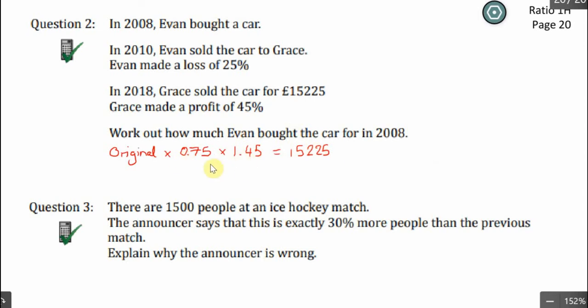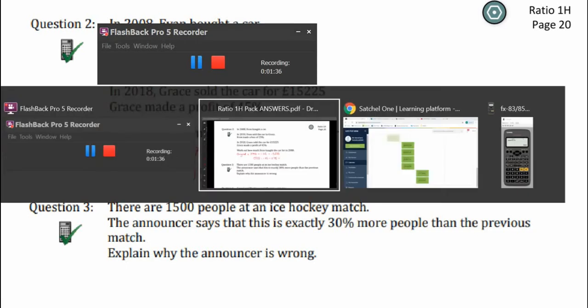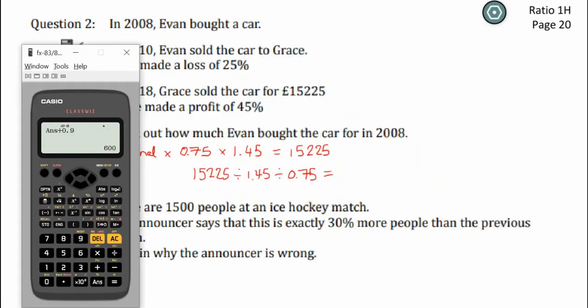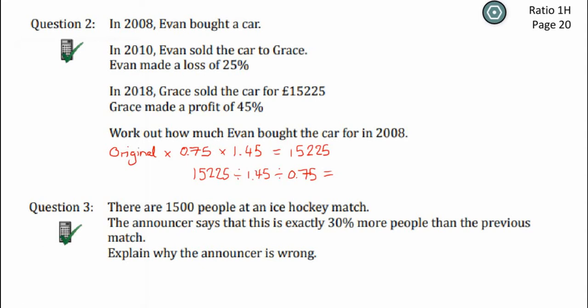You could either times these together now and divide that by the result, or you could just divide that by each thing separately. Okay, I'm just going to divide it by each thing separately, I think. It doesn't matter what order you do that in. I'm just going to go from right to left. So the original price of the car is 14,000.